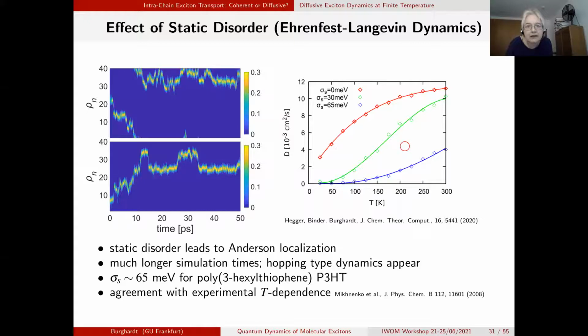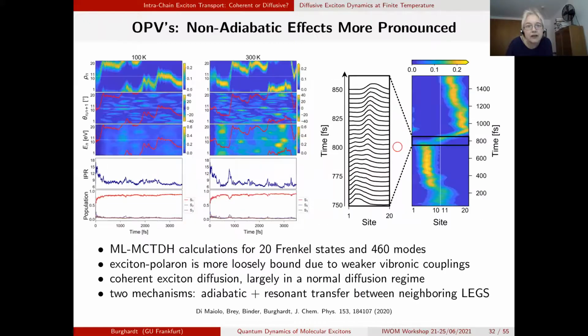Now, just for summarizing, another remark, so this is another system. We had these oligophenylene-type systems before. These are OPVs, oligophenylene vinylenes, with a somewhat looser exciton. This is actually a situation where the non-adiabatic effects become much more pronounced.